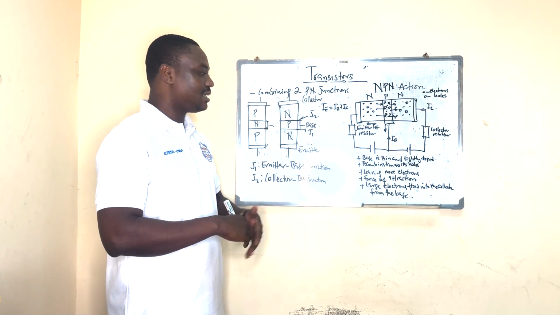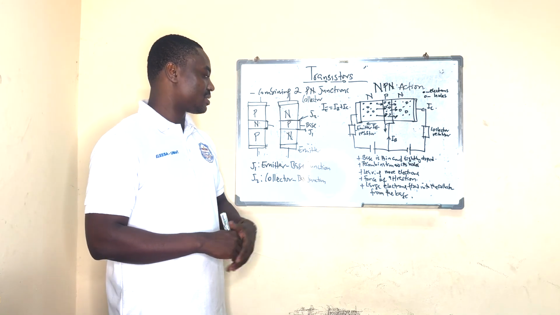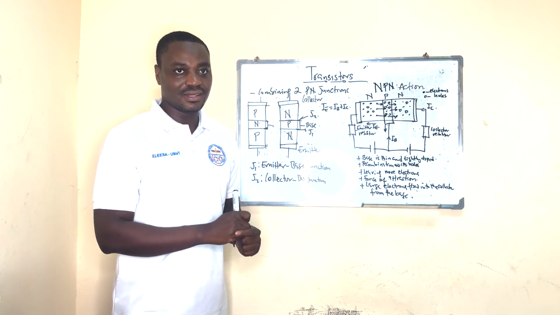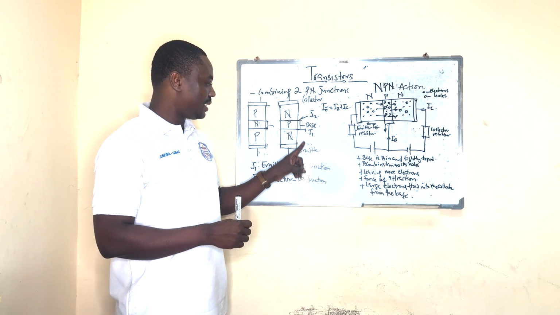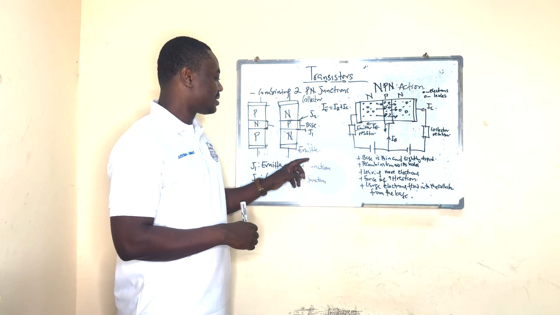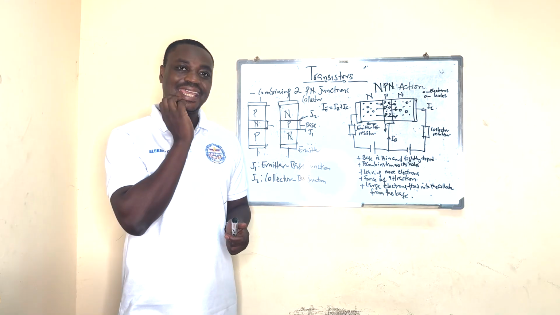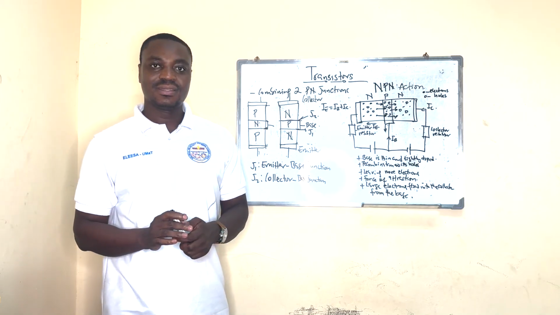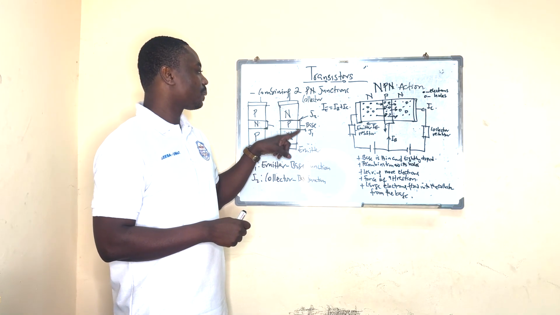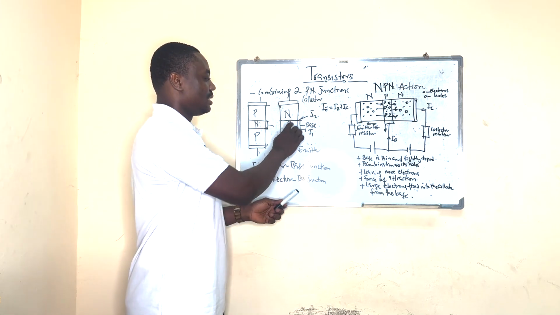Now, within each of these bipolar junction transistors, they also have two junctions. We have the emitter-base junction, which is going to be the junction that adjoins the emitter terminal. We have it here, J1. And the collector-base junction is going to be the junction that adjoins the collector terminal, and that is J2.